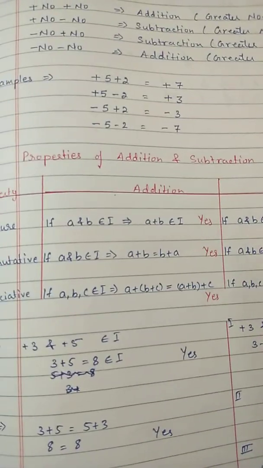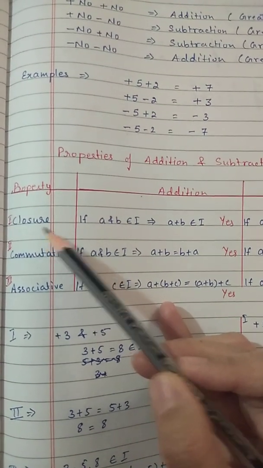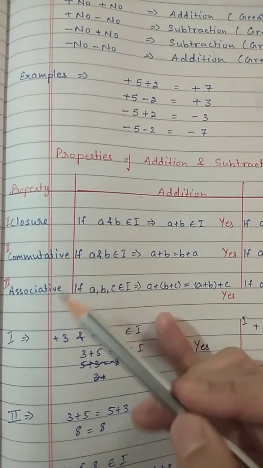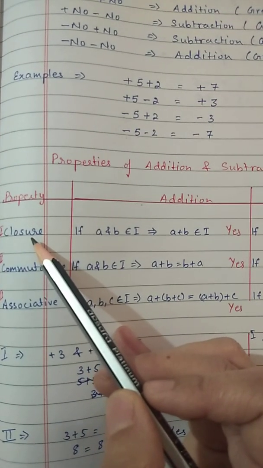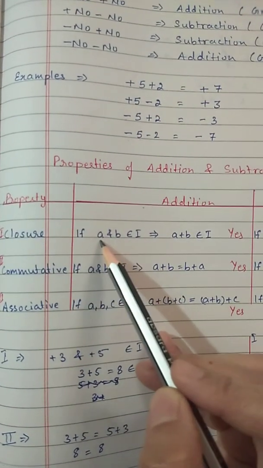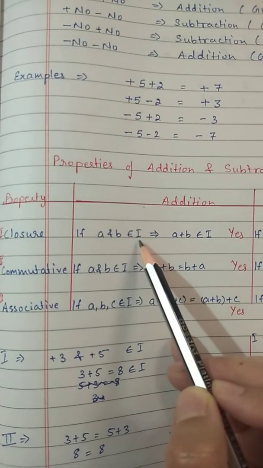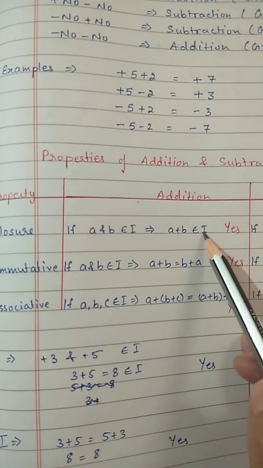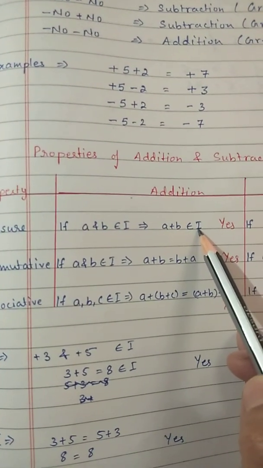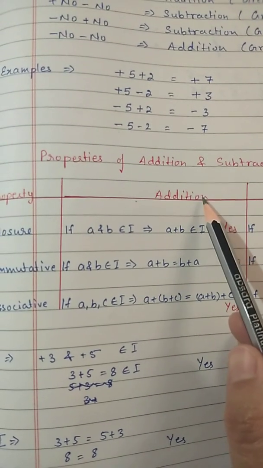Next are the properties of addition and subtraction. We have three properties here: the closure property, the commutative property and the associative property. According to the closure property, if we have two integers a and b belonging to I, it means a and b are two integers, and we add these two integers and finally get an integer. If it is fulfilled, then yes, this property is applicable for addition.